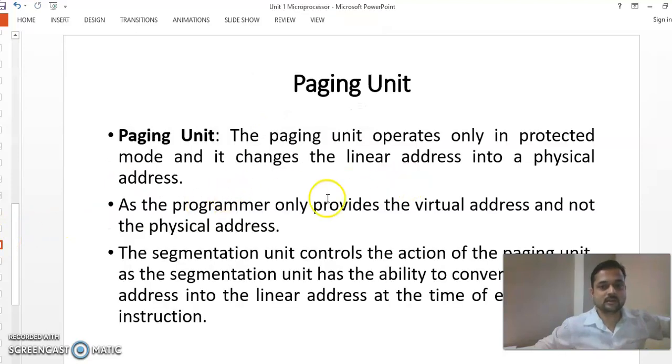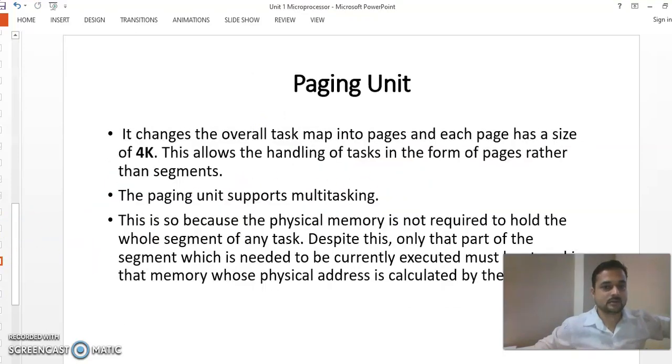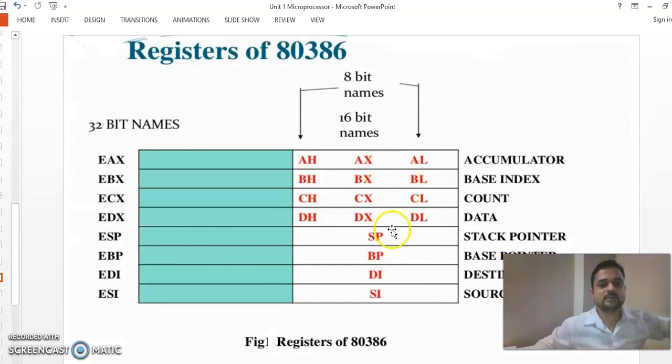The paging unit is required for memory management. These are the registers: 8 general purpose registers. Extended accumulator register, extended B register, extended C register, extended D register, 32-bit registers, extended stack pointer, base pointer, source index and destination index. These are the 8 general purpose registers of the 80386.